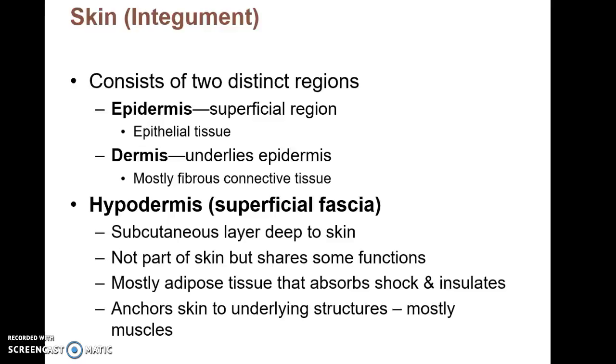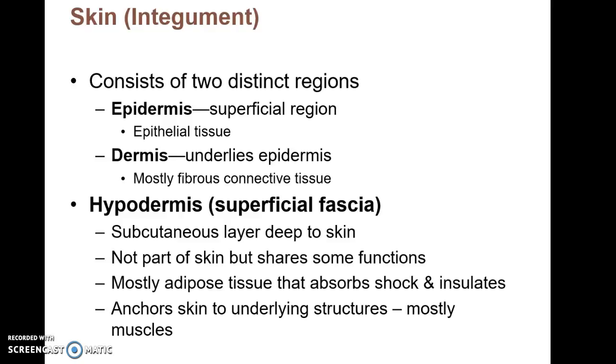Hello, this video will go over Chapter 5, which is the integumentary system. So the integumentary system has two distinct regions. The epidermis, which is the superficial region, primarily composed of epithelial tissue. The dermis, which is located beneath it, which is mostly composed of connective tissue.